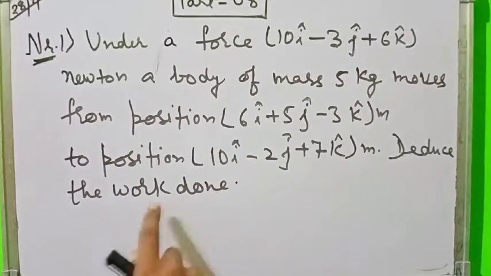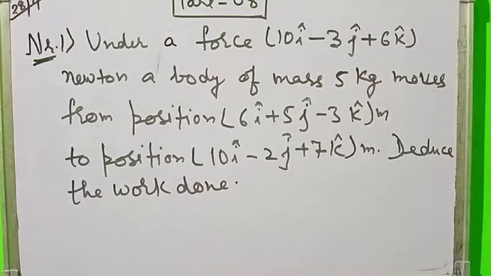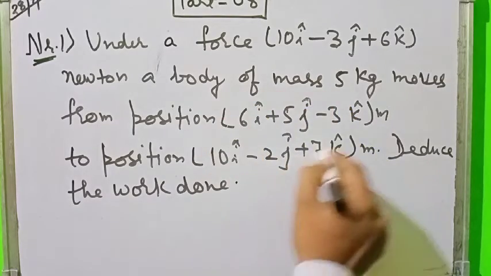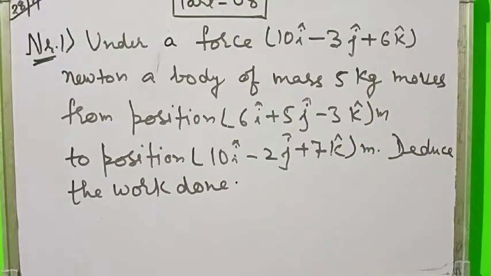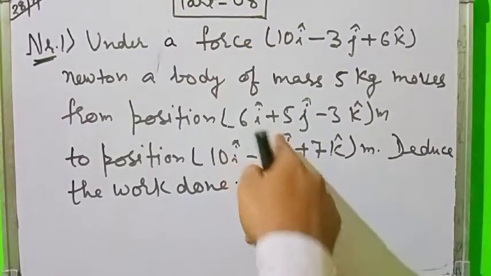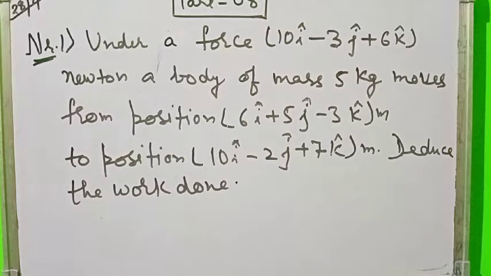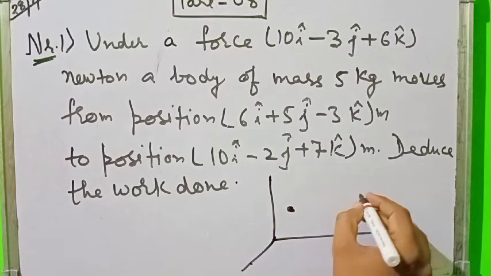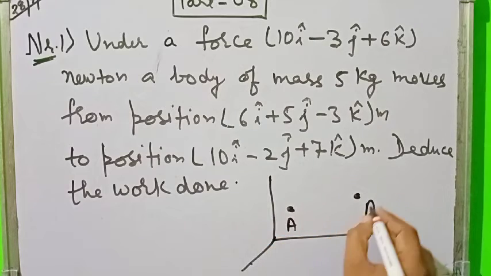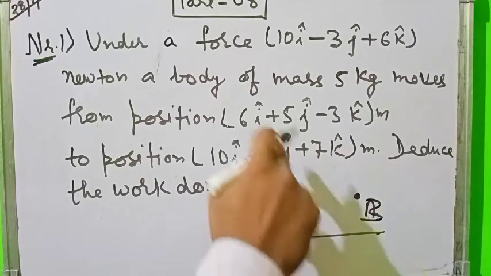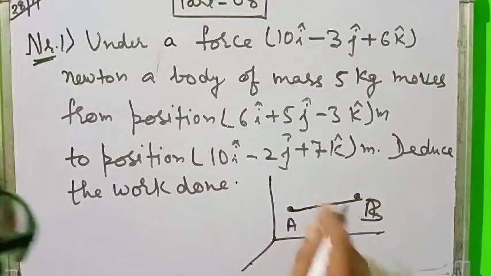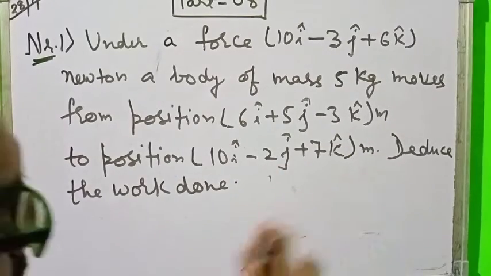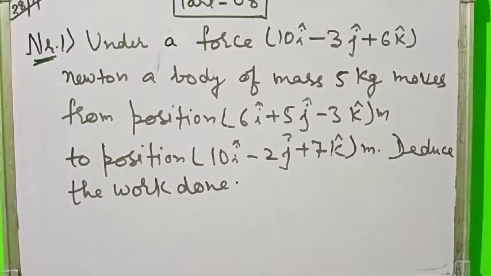You have to find the work done. The work done is equal to what? Force into displacement. From here you get the displacement, and force is already given to you. The dot product of force and displacement gives you the work done. Diagrammatically, this is the first position A and this is the second position B, and the positions are in vector form. Force multiplied by displacement gives the work done. So we are going to solve the numerical. Look at its solution.